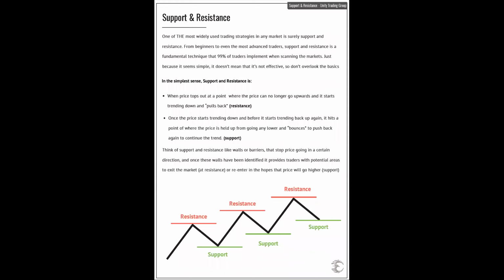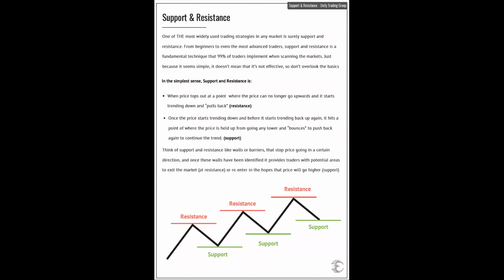So in the simplest sense, resistance is when a price tops out at a point where the price can no longer go upwards, and it starts trending down and pulls back. And for support, once a price starts trending down and before it starts trending back up again, it hits a point where the price is held up from going any lower and bounces to push back again to continue the trend.